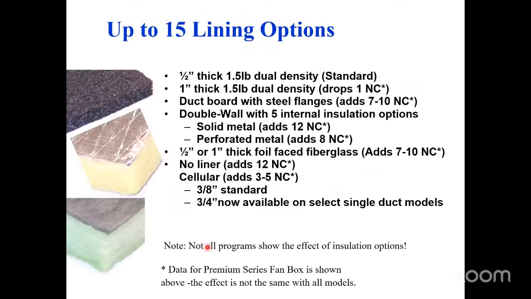Liners on VAV boxes: the default standard liner is fiberglass, 1/2-inch thick. That's there for the purpose of attenuating some of the sound associated with the damper. It also helps with condensation, but hopefully you're not having condensation issues that far down the duct. But if you are, it would help with that. It's also the best choice for sound. Literally, the fiberglass insulation is the best choice. You could upgrade to 1 inch, and it will be 1 NC lower. NC is the sound criteria. The lower the number, the better.